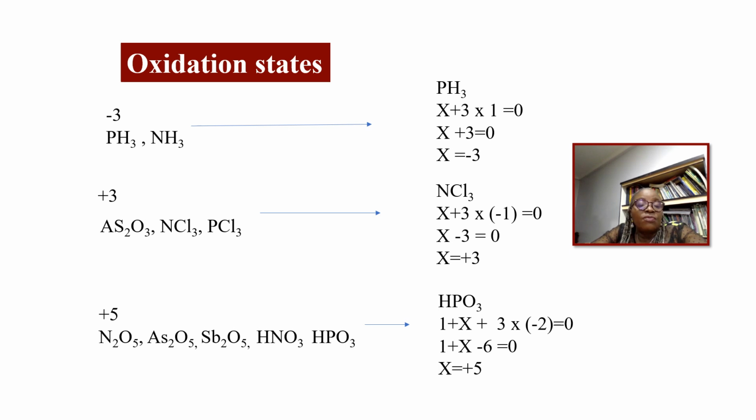We know the oxidation state of oxygen is always -2, and there are 3 oxygens there. So we make sure we represent the 3 oxygens. We write 1, which is the oxidation state of hydrogen, plus X, which is what we are looking for, the oxidation state of phosphorus, plus 3 times -2, equals 0. 1 plus X minus 6 is equal to 0. So X will be equal to +5.